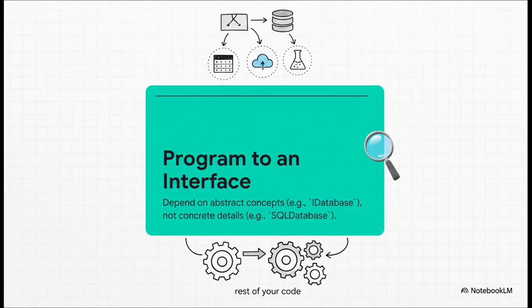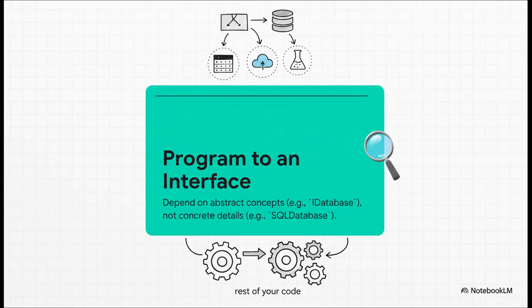Okay, here's what it means in the real world. Instead of your code knowing that it's talking to a very specific SQL database, it should only know that it's talking to something that acts like a database. That abstract contract, the interface, means you can swap out that SQL database for a test database or some fancy new cloud database later, and the rest of your code doesn't even notice. It's kind of like a USB port.